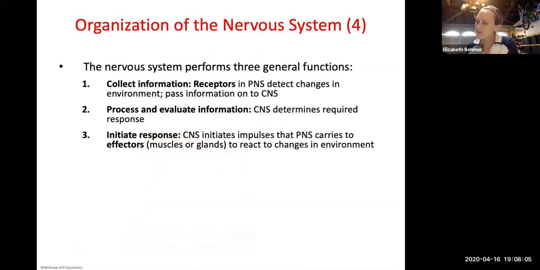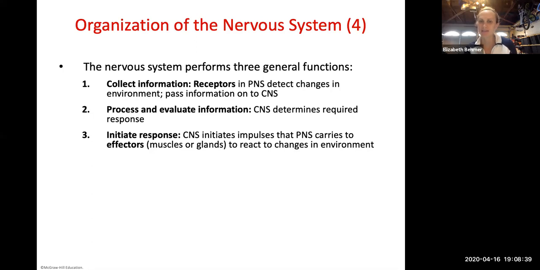These are the functions of the nervous system. So it looks like this is your number 3. It collects information. It has different receptors throughout your peripheral nervous system. These receptors are in your eyes, your skin, your ears, your nose. They detect changes in the environment, and then they pass that information along to your brain or spinal cord in your central nervous system. Then your central nervous system, whether that's your brain or spinal cord, will determine the required response to the stimuli. And then it will initiate that response.